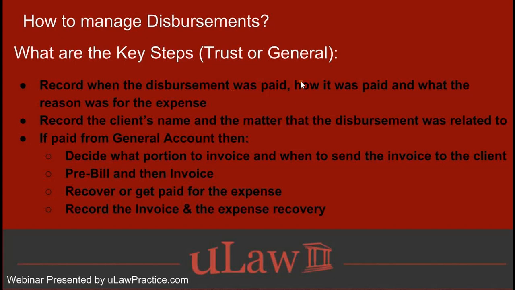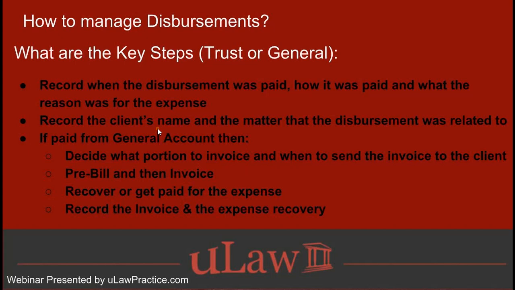How was it paid? It's easier for you to manage it knowing how you paid for it. Did you pay with a trust check, or was it a general check? Did you pay using a credit card? Was it an electronic transfer? So really, track how it was paid for. And the third is, what was the reason? Was it a court fee? Was it an application fee? Was it fax? Was it printout? Right? There could be very different types of disbursements. It could be unit rate in nature. It could be mileage. Okay, so it's very important that you capture the when, how, and what the reason was for.